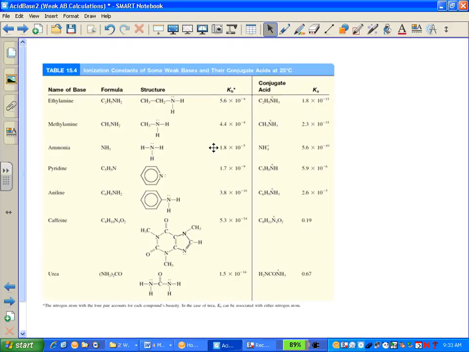Here's the list of common weak bases, and again, the higher the value for the Kb, the stronger the base is. And what you'll notice is that the bases are all nitrogen bases, so they've all got the nitrogen, and it's actually highlighted in the structure by showing the lone pair on the nitrogen where those hydrogens will actually attach.